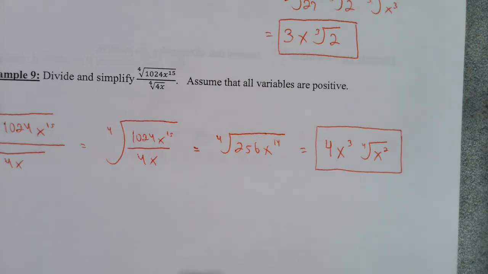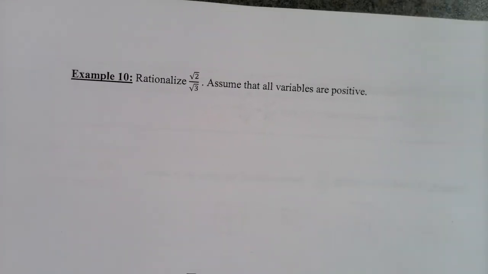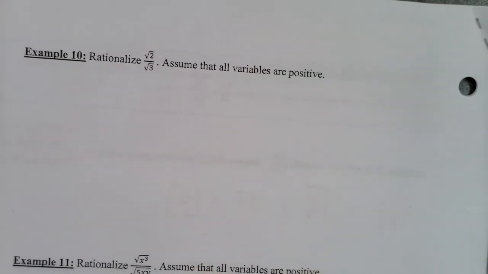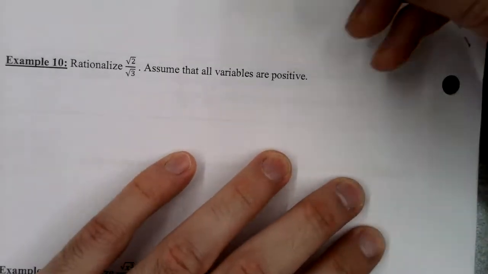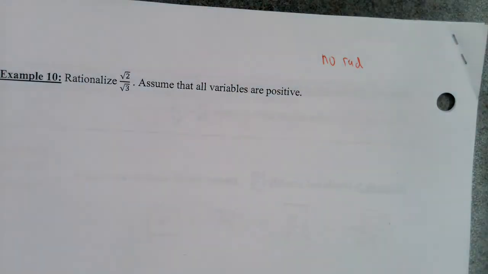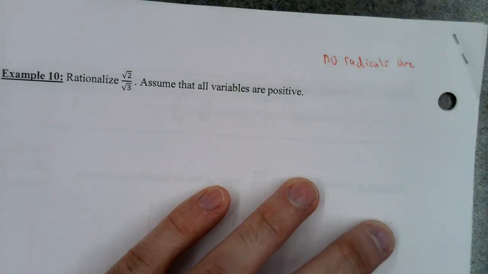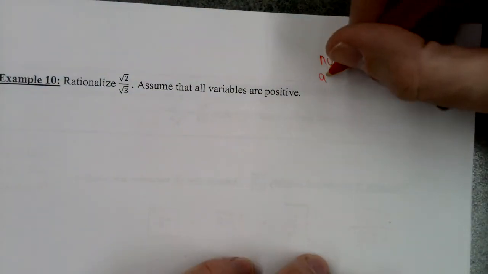Okay. Last page. Rationalize the square root of 2 divided by the square root of 3. Now, I'm not sure what you remember from Algebra 1 and geometry, but there are no radicals allowed in the denominator of a final answer. Let's jot that down. No radicals are allowed in the denominator for a final answer.